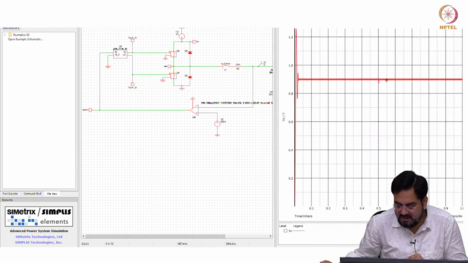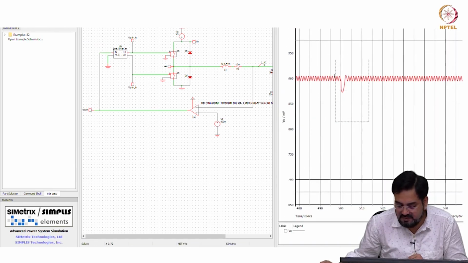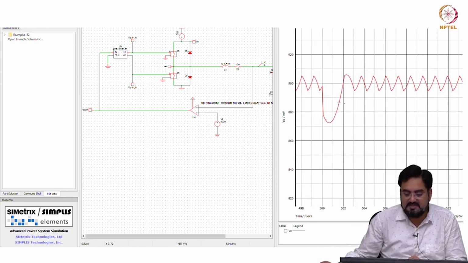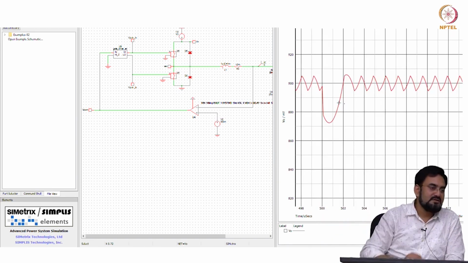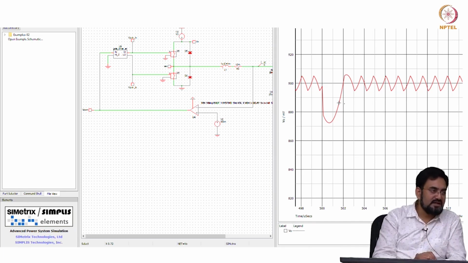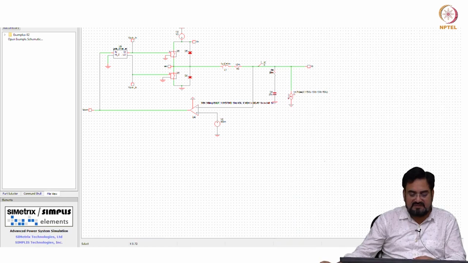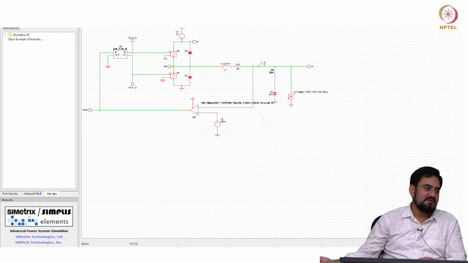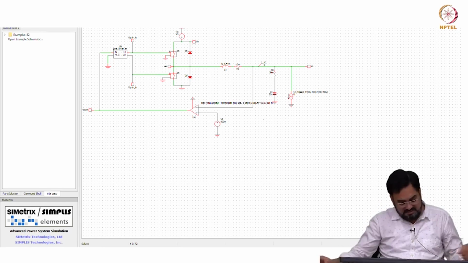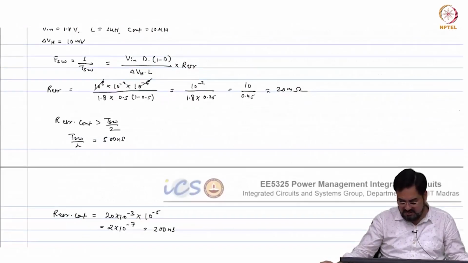So I am applying 1 amp, so you can see, but still if you look at the transient response, this looks much better compared to any other control like voltage mode, because we are not limited by bandwidth. So in terms of transient, this is very good. The only problem is variable frequency. What is the other problem? So variable frequency is one.